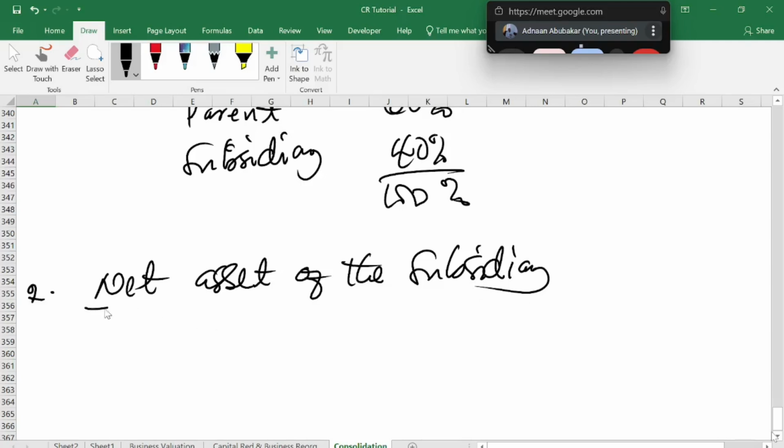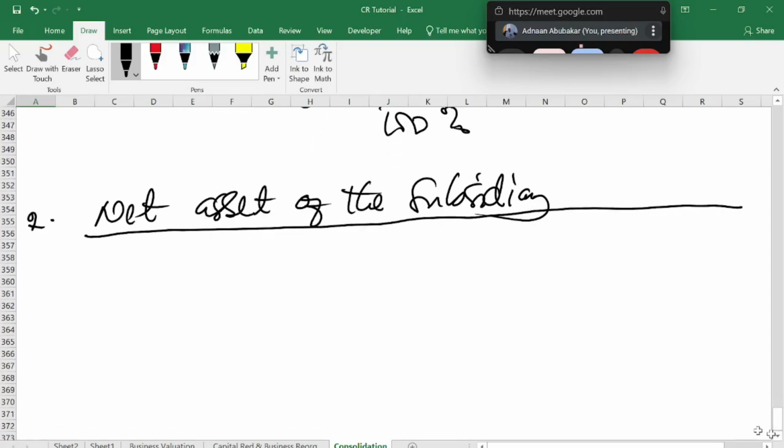You determine the net asset of the subsidiary. Okay. So in determining the net asset of the subsidiary, here you have what we call at acquisition, and then post acquisition.